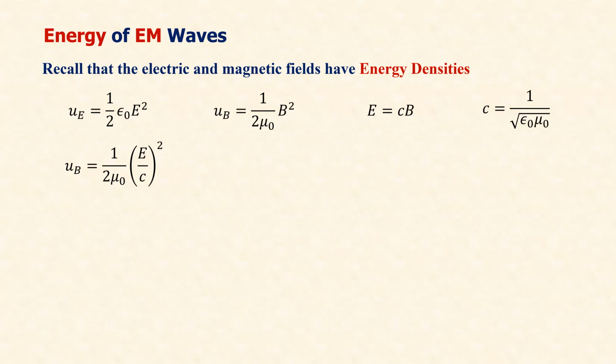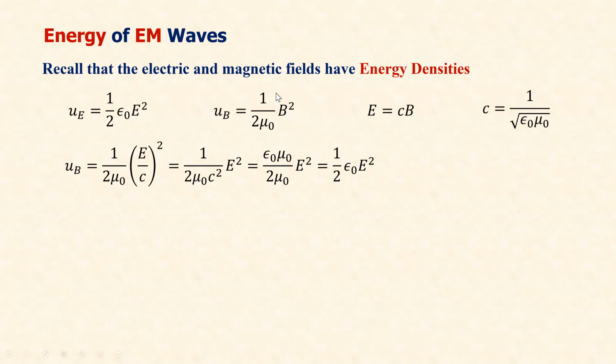Magnetic field energy density is 1 over 2 mu naught B squared. Instead of B, we can write E over c. So this becomes E squared divided by c squared. And then c squared, according to this, is 1 over epsilon naught mu naught. So we can send epsilon naught mu naught to the numerator. So you see that mu naught cancels, and you get 1/2 epsilon naught E squared.